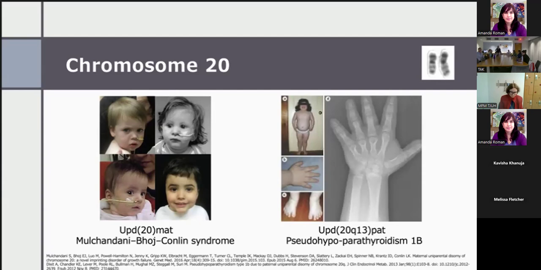Paternal uniparental disomy, on the other hand, is associated with pseudohypoparathyroidism, which results in resistance to the parathyroid hormone, which regulates calcium and phosphate levels in the blood. It's also associated with obesity and short stature, and subtle bony abnormalities as depicted in the image above.